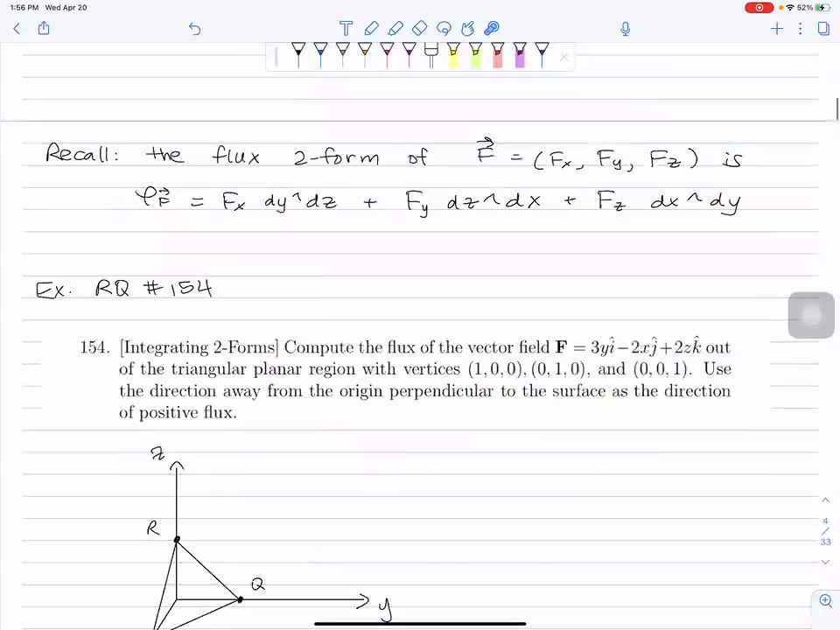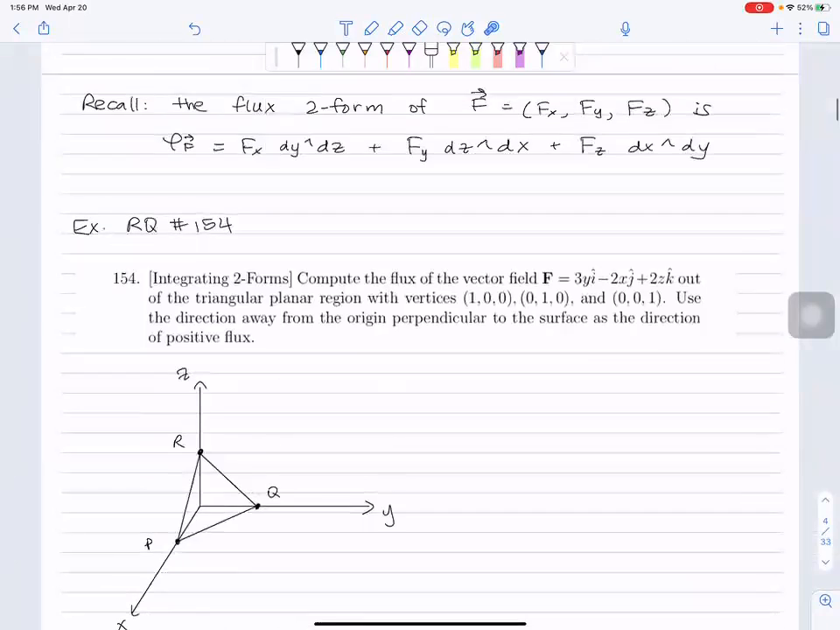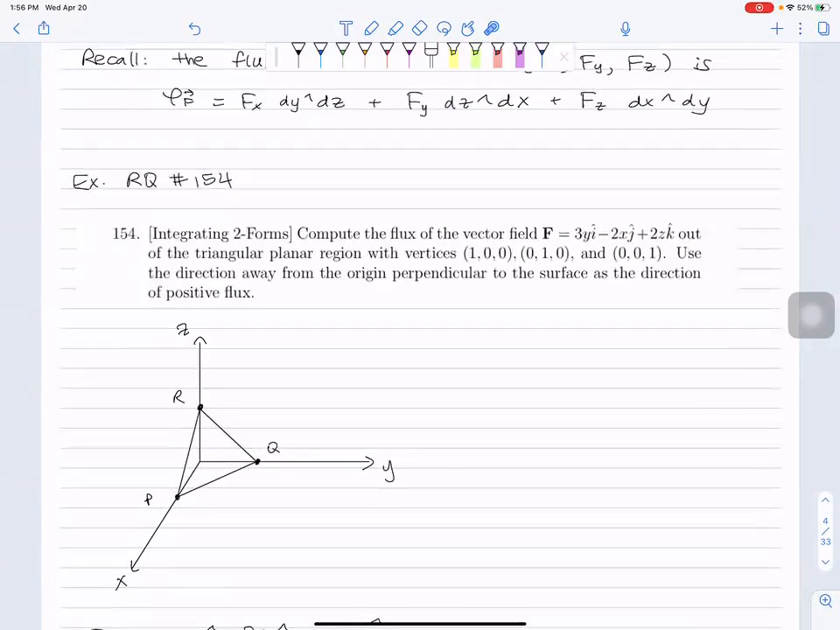Okay, so let's do an example then. This is recitation question 154, and it says we want to compute the flux of the vector field given out of the triangular planar region with vertices (1, 0, 0), which I call P, (0, 1, 0), which is Q, and (0, 0, 1), which I call R. And we're using the direction away from the origin, perpendicular to the surface, as the direction of positive flux.